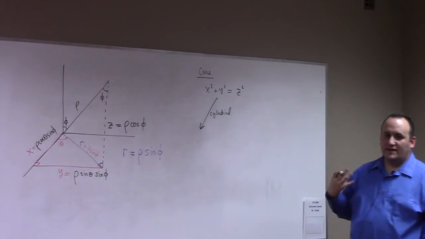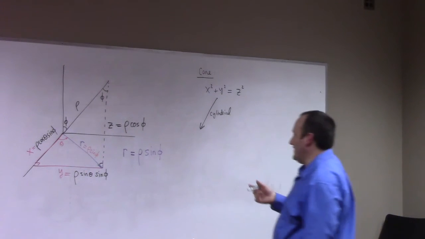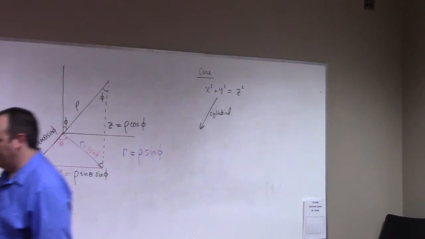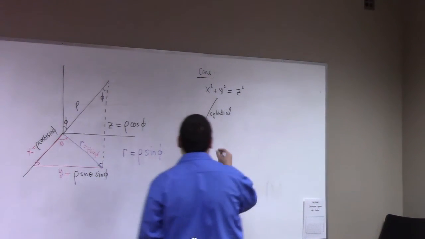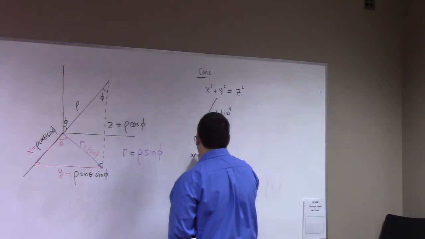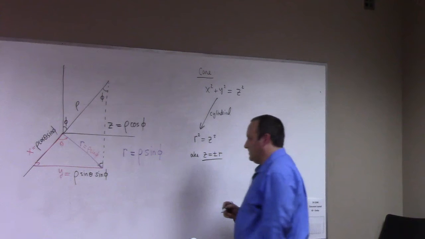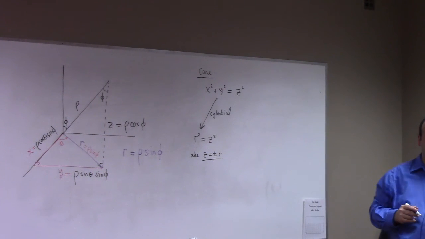Cylindrical, we have to replace x and y with r, theta, and z. Z is z, so we can leave that, right? What's x squared plus y squared in cylindricals? X squared plus y squared equals r squared. You guys should know this from last semester. So this is just r squared equals z squared, aka z is equal to plus or minus r. That's the equation for the cone in cylindricals.